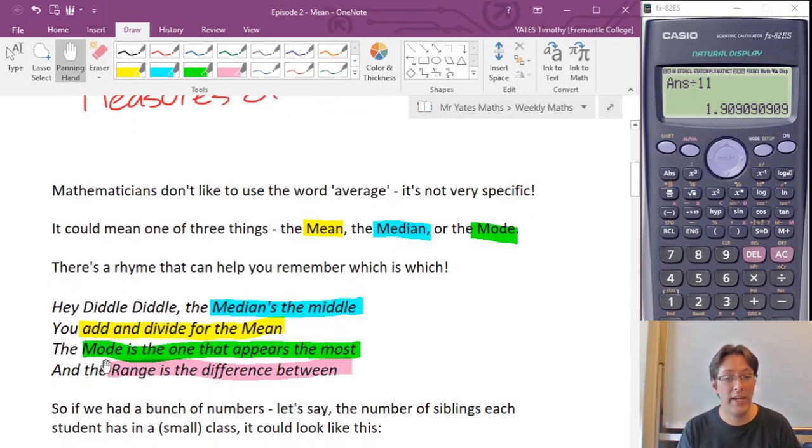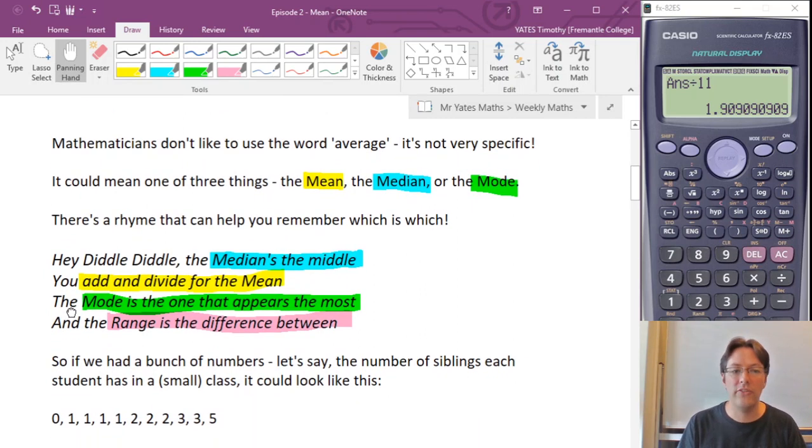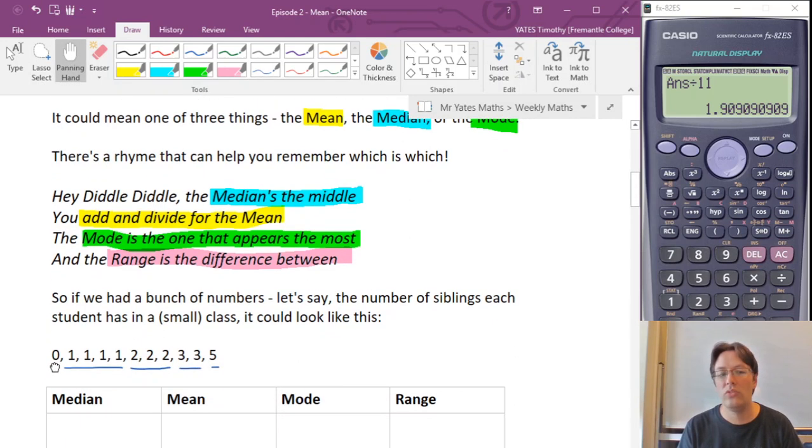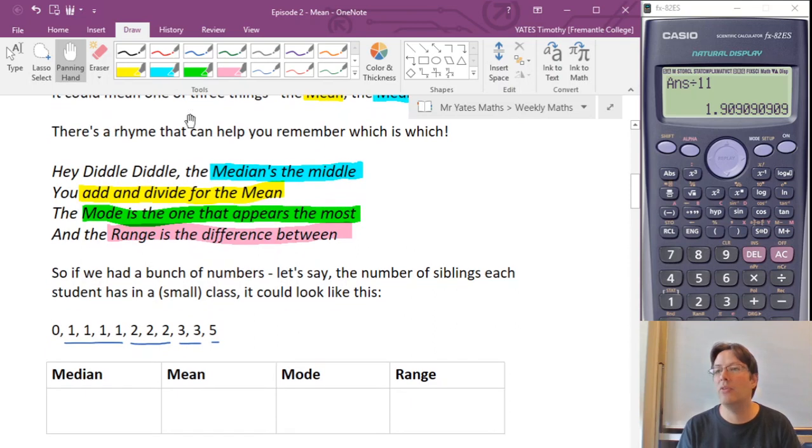So if we had a bunch of numbers, let's say it's the number of siblings that each student has in a fairly small class, it could look like this. We could have one child with 0 siblings, four with 1 sibling, 3 of them have 2 siblings, 2 of them have 3, and 1 of them has 5. So what does that end up looking like?